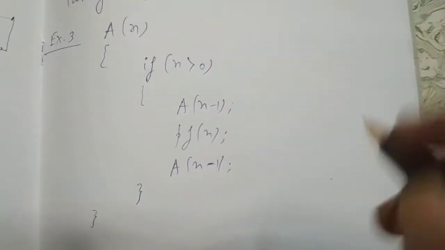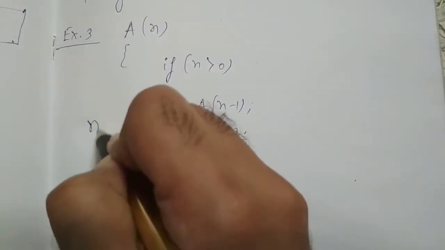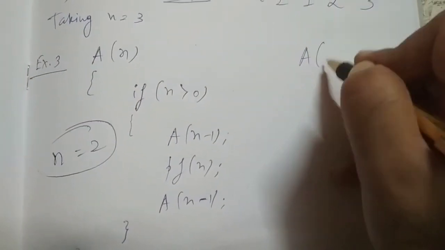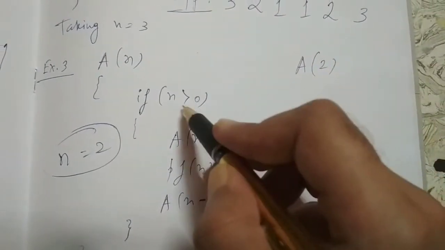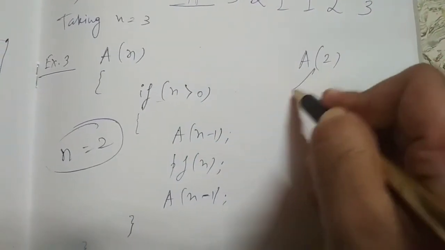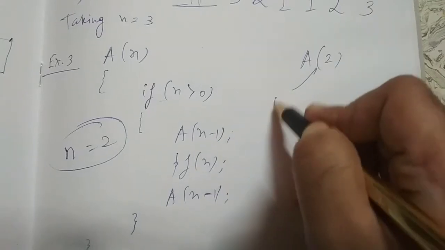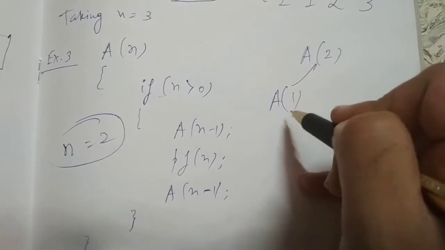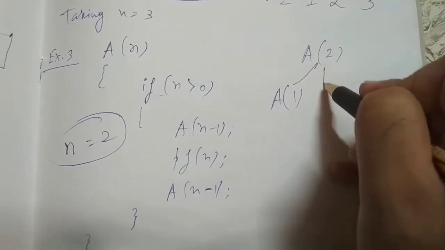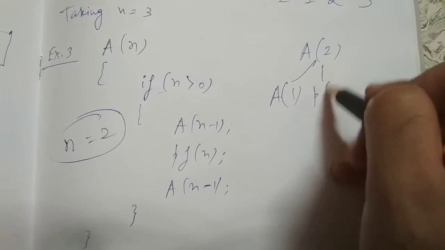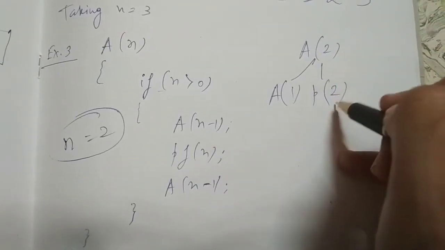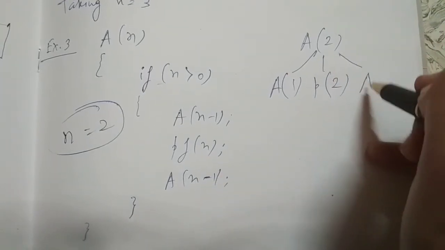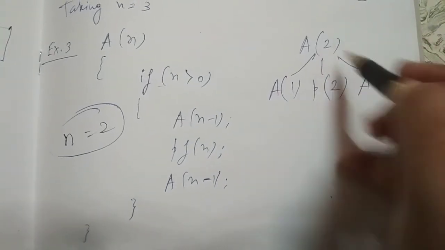Now let's try to trace out what would be the output for n equal to 2. So for a of 2, what do we do? We check, is 2 greater than 0? Yes. So we have to make a call to a of n minus 1. What is n? n is 2, so n minus 1 is a of 1. We'll have to make a printf statement, so we print the value of n, which is 2. So we print 2. And we make a call to a of n minus 1, so a of 1.